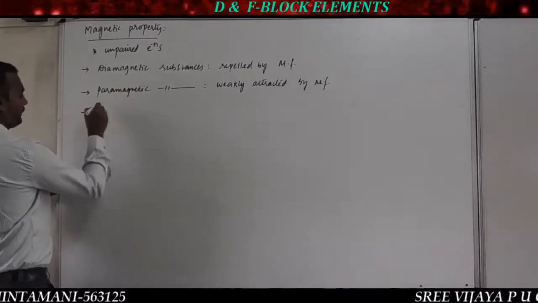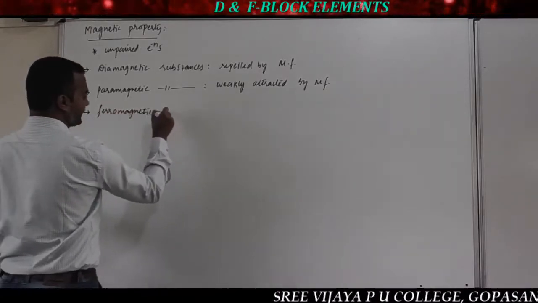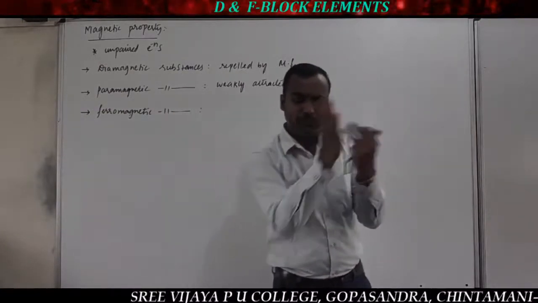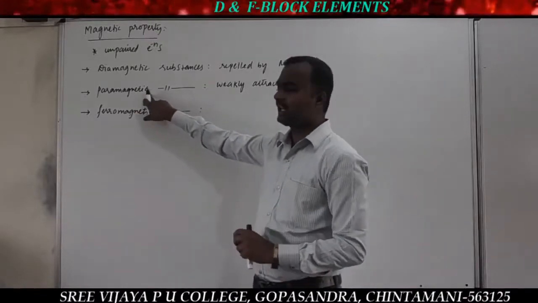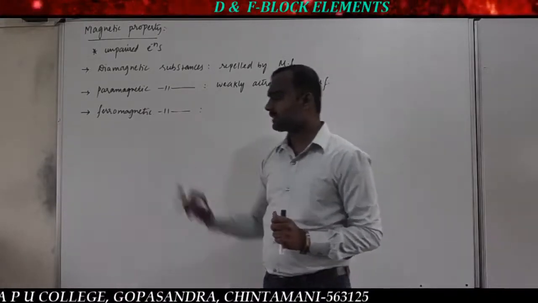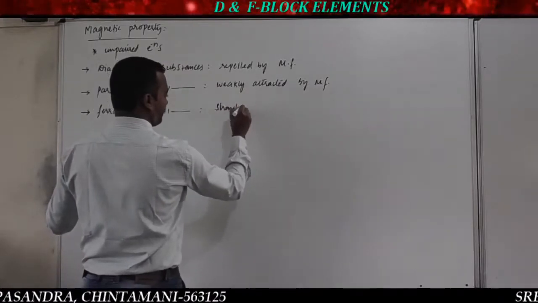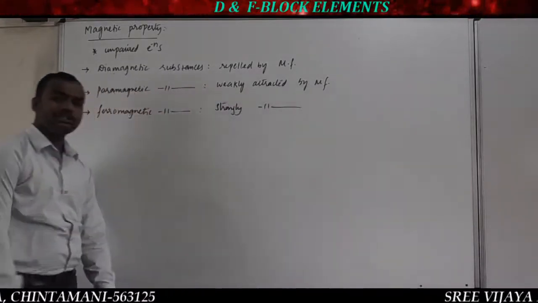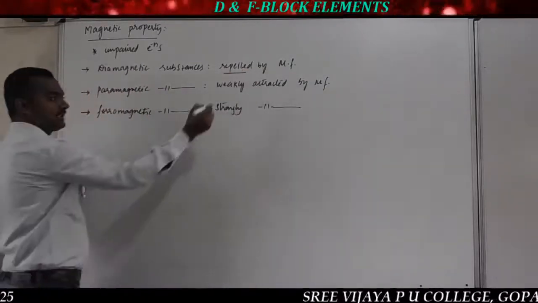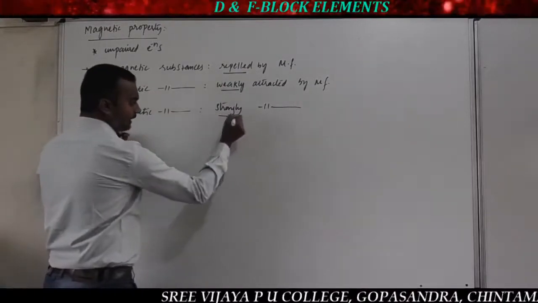And one more is ferromagnetic substances. Ferromagnetic is also just like paramagnetic, an improved form of paramagnetic behaviour. Paramagnetic substances are weakly attracted by the magnetic field, but ferromagnetic substances are strongly attracted by the magnetic field. Substances repelled by the magnetic field are called diamagnetic substances. Weakly attracted are paramagnetic, and strongly attracted are ferromagnetic substances.